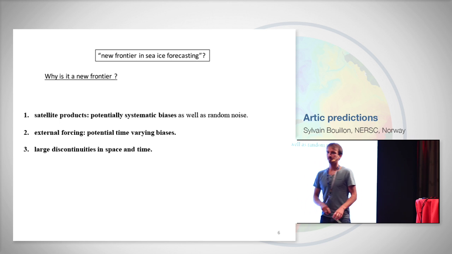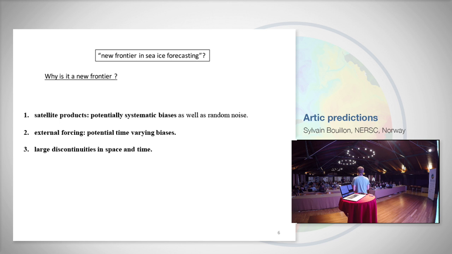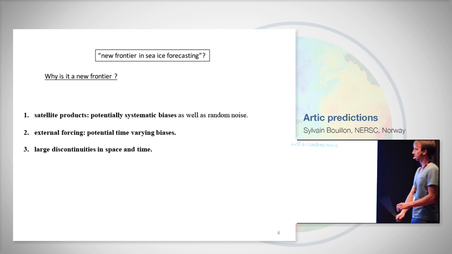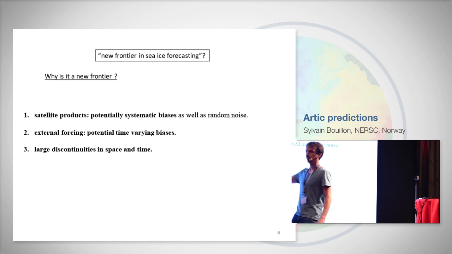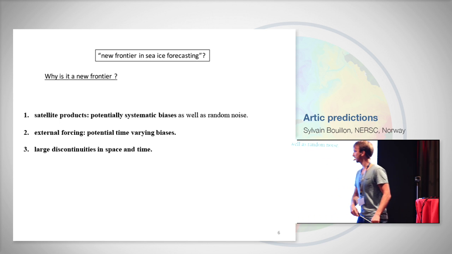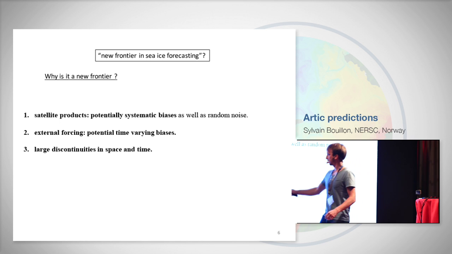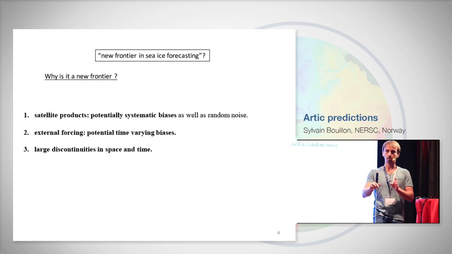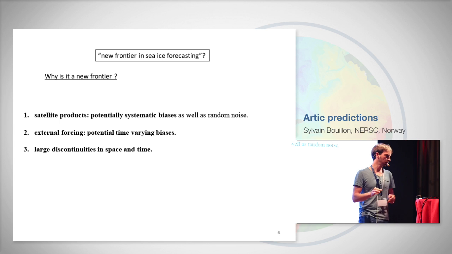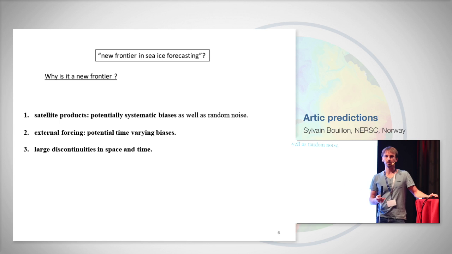Also, the sea ice forecast systems are open systems. Usually they are forced by external forcing. For example, they are forced by the wind from ECMWF forecast and so on. So you are also potentially affected by biases in the external forcings, and you should also take that into account. And then there are also many discontinuities due to the complicated sea ice dynamics in all the sea ice fields. So you need also to take that into account when you do data assimilation.